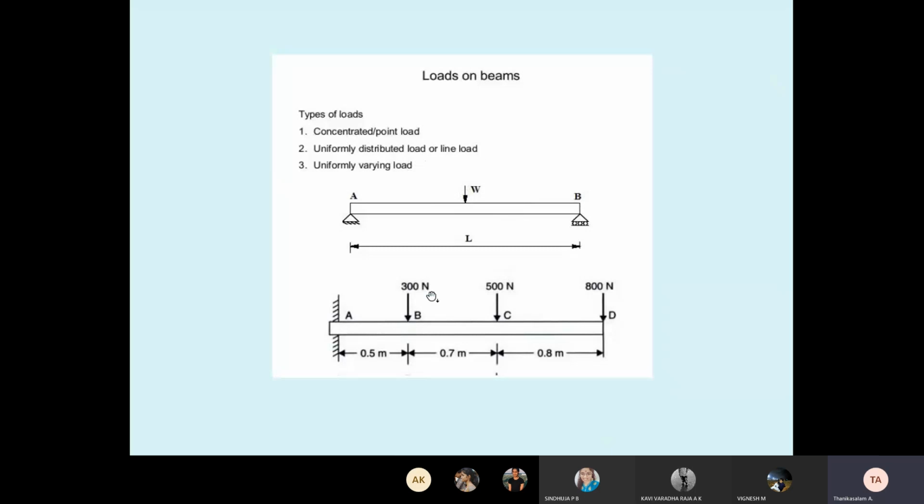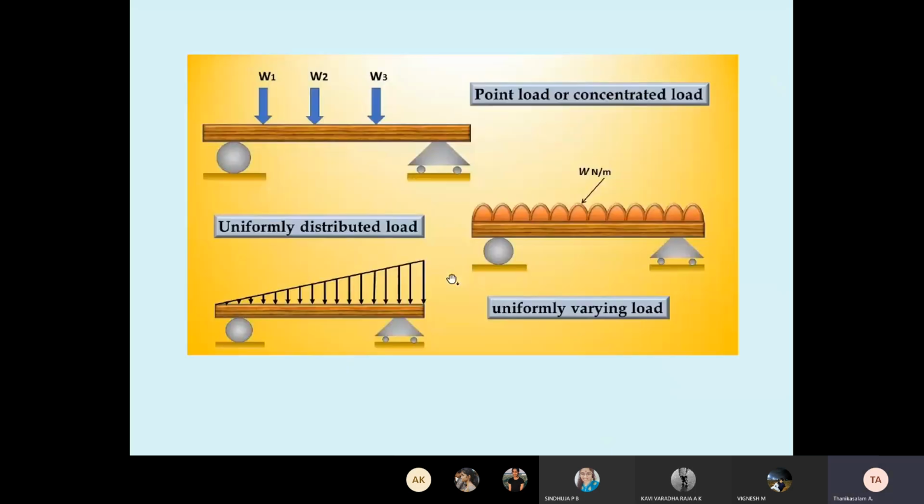A load acting at a particular point is called a point load. See, 300 is one point load, 500 is another point load, 800 is one point load. This is the point load representation. Point load, its other name is concentrated load. See here, uniformly distributed load. The load is uniformly distributed. Now uniformly varying load. There is a third load, uniformly varying load.